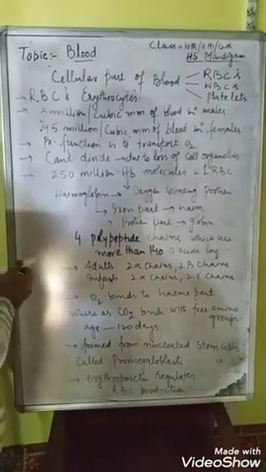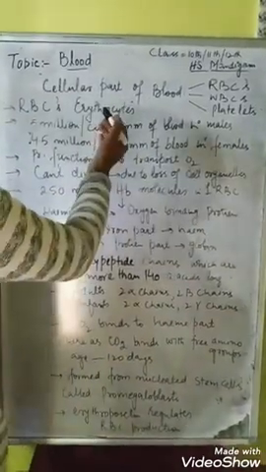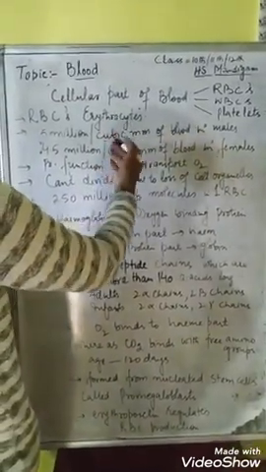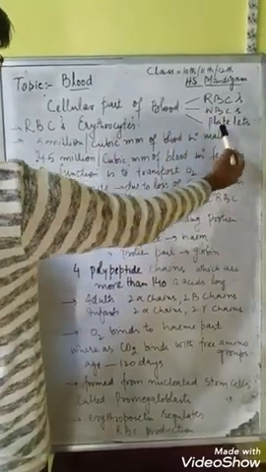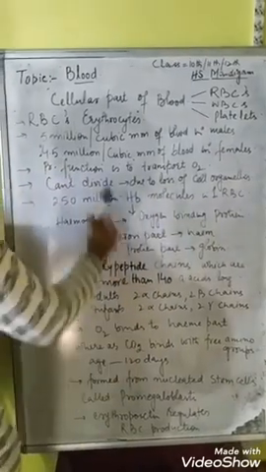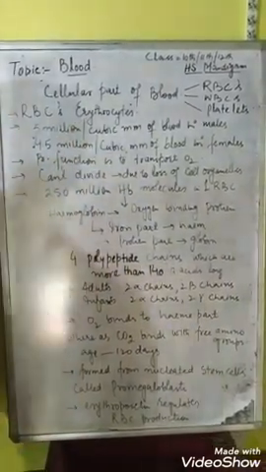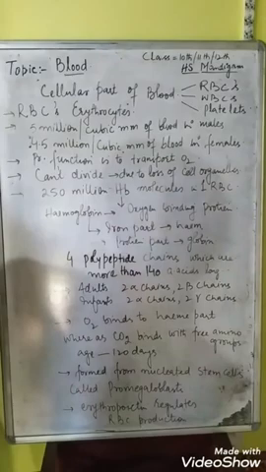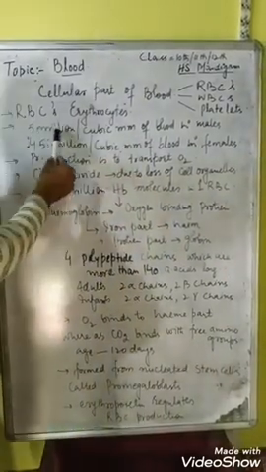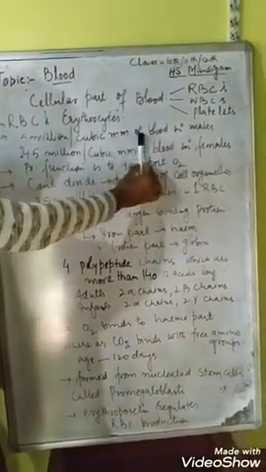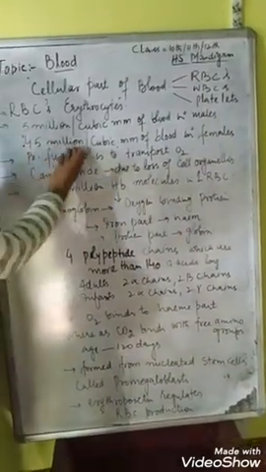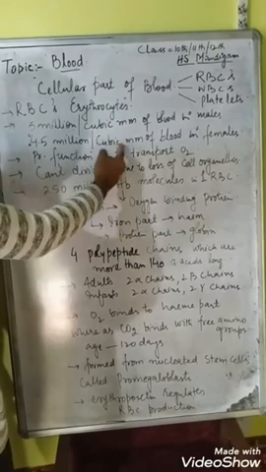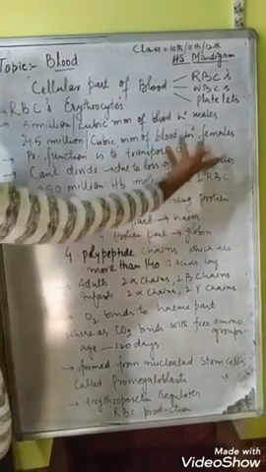Now coming towards the cellular part of the blood, the cells inside the blood that keep floating in the plasma fluid are RBCs, WBCs and platelets. RBCs are also called erythrocytes. There are around 5 million RBCs per cubic millimeter of blood in males, and in females there are around 4.5 million RBCs per cubic millimeter of blood.